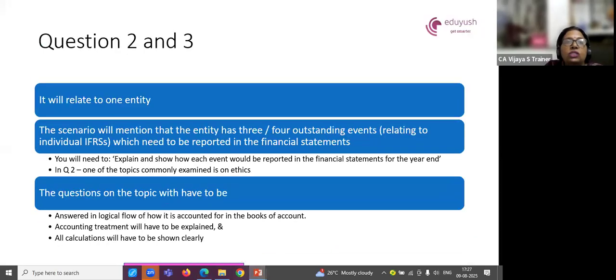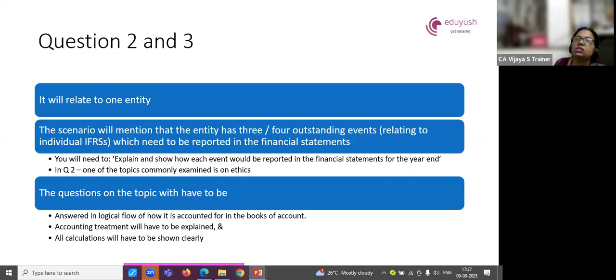And the next one is your question 2 and 3. Now, question 2 is a 25-mark question. It relates to one entity. And they will mention 3 or 4 outstanding events in that entity at the year end, which are not yet resolved. Okay. Or they have done some accounting treatment on those 3 or 4 outstanding things which doesn't match with IFRS.